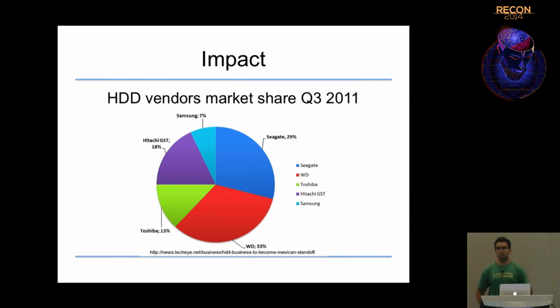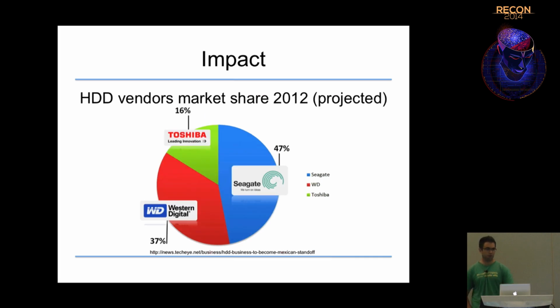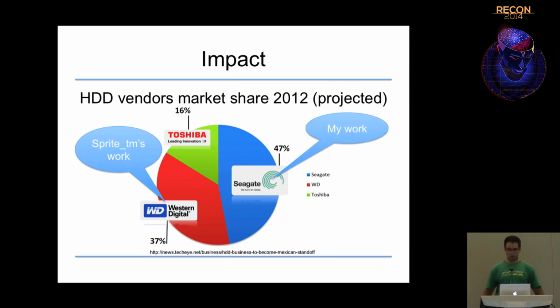Okay, another question that people ask me is, yes, you have this backdoor, but it's quite hard to write this backdoor, and there are many hard drive vendors. Here you see the market share of hard drive vendors in Q3 2011. But then there was a flood in Thailand, and the market actually looks more like this. You can see Seagate has quite a lot of market share, and there's Western Digital and Toshiba. I looked at a Seagate drive, and Sprite TM looked at Western Digital. So you can see that basically the whole hard drive market is backdoored.